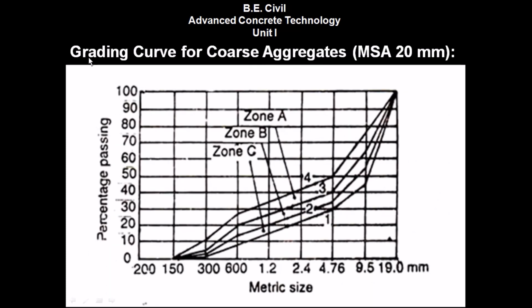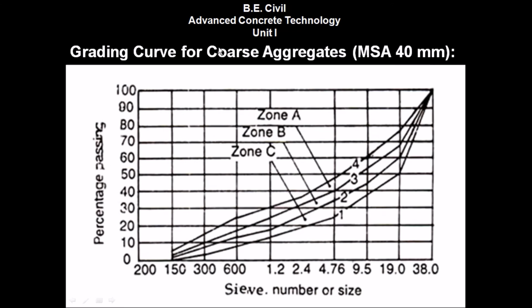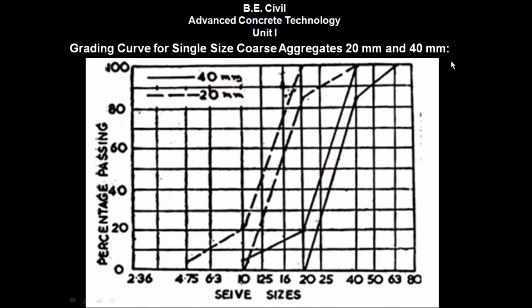Now we are seeing the grading curves for the coarse aggregate, where the MSA, maximum size of the aggregate, is 20 mm. Now the grading curve for the coarse aggregate where the maximum size of the aggregate is 40 mm. Now we are seeing the grading curve for the single size coarse aggregate, single size 20 mm and single size 40 mm. Here the dark line is the 40 mm coarse aggregate single size, and the dotted line is the single size coarse aggregate of 20 mm. These are the graphs.